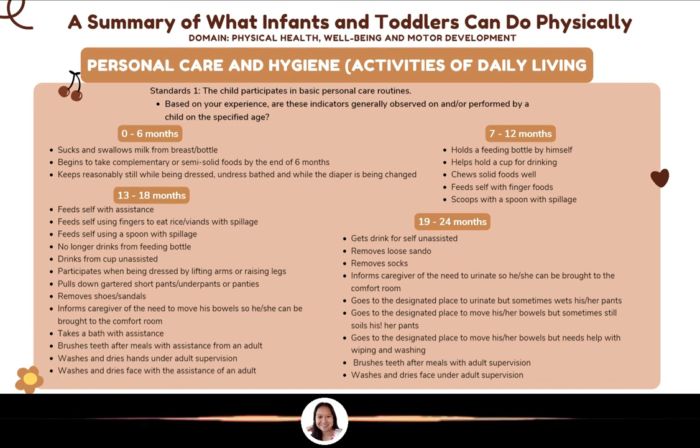When they are around 19 to 24 months, they can get dressed by themselves unassisted. They can remove loose sandals. They can remove socks. They can also brush their teeth after meals with adult supervision. They can also wash and dry their face under adult supervision. They can also go to a designated place to urinate, but sometimes wet his or her pants. They can inform a caregiver of the need to urinate so he or she can be brought to the comfort room.